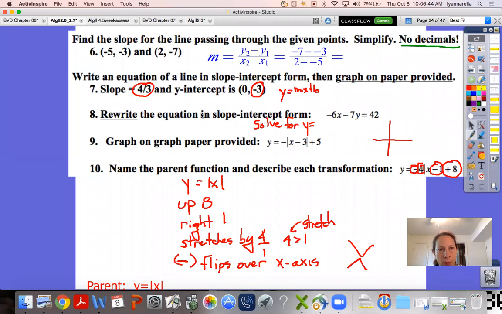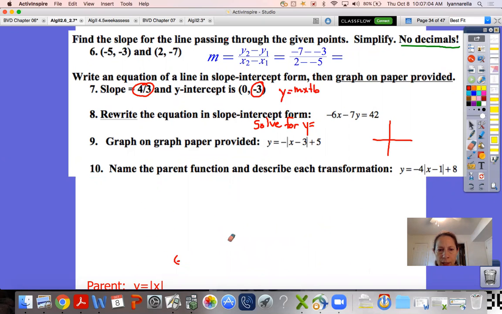Okay. Rewrite it in, okay, we did that. Graph on paper, again, I would put that. Okay, name the parent function. So remember, the parent function for anything with absolute value bars, you can't see this, but it's there, is just y equals the absolute value of x. And then this is an up, this is a right, and this is a stretch, and this is a flip. So you have to tell me all of those. Okay, so please do not forget to tell me everything it does. Don't leave off anything.